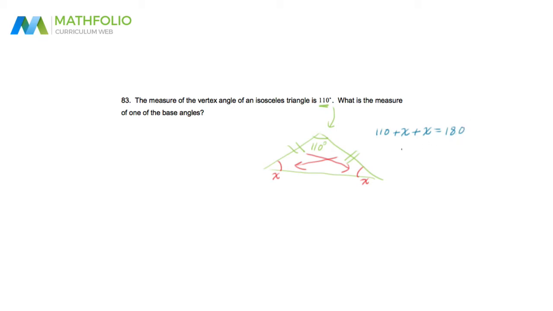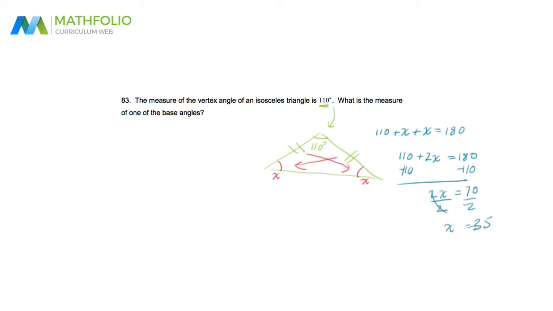Shouldn't really put that there because this is an equation right now. So here I've got 110 plus 2x equals 180. Now solving this equation, subtract 110 from both sides, I end up with 2x equals 70 degrees. Divide by 2, divide by 2. We now know that x equals 35.